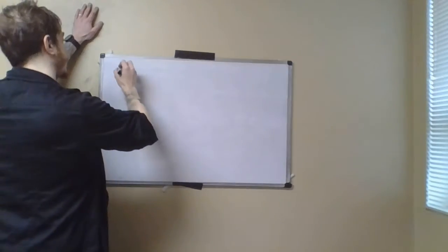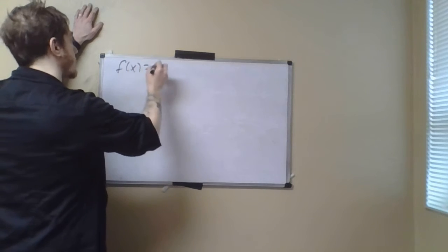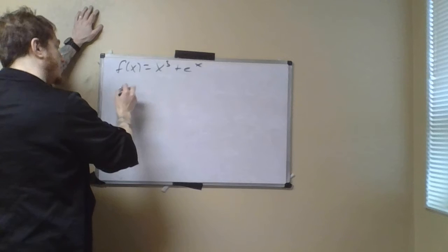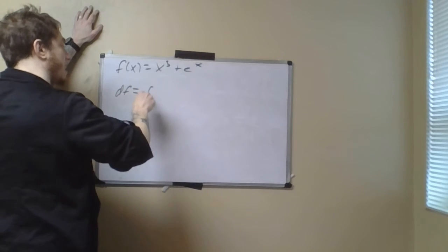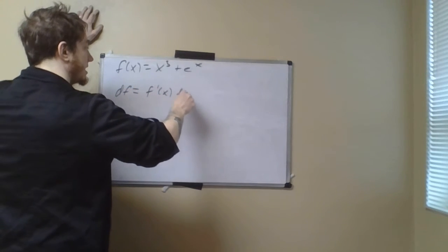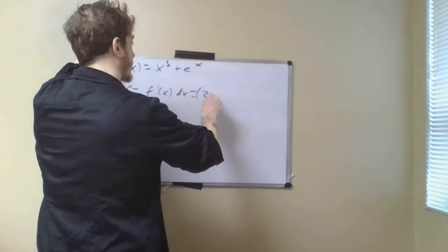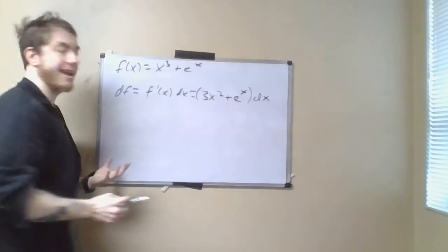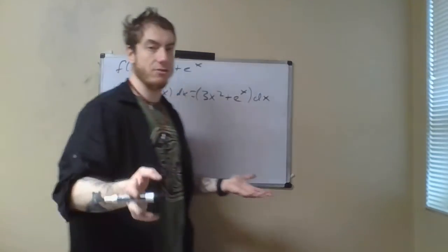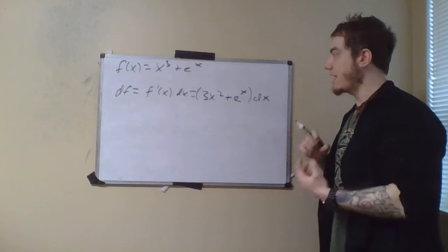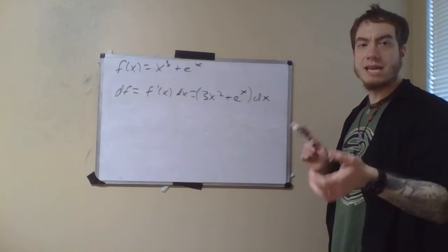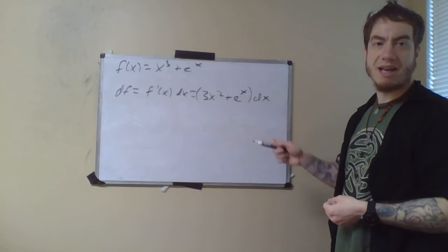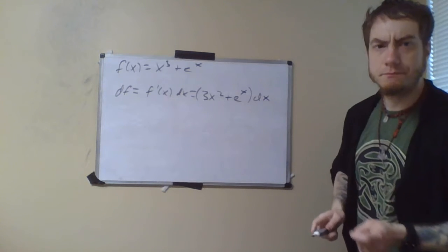If I have, let's say, f of x is equal to x cubed plus e to the x, then df is literally just going to be f prime of x dx, which is going to be 3x squared plus e to the x dx. And that is it. That's literally all you are doing. If you can calculate a derivative, you can calculate a differential. You just throw the differential of the independent variable on the end of it.